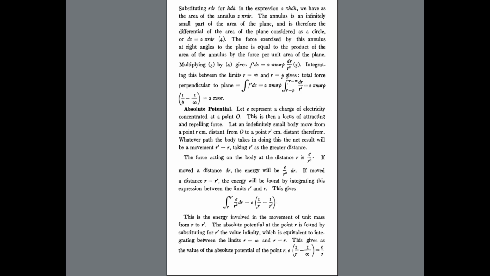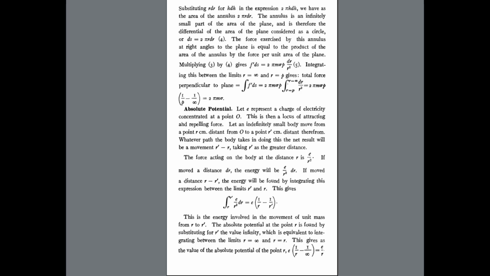If the body is moved through a finite distance, Sloane obtains the total energy by integrating these infinitesimal pieces of work. So he takes the integral of E divided by r squared times dr between the initial and final distances. Performing the integration gives E multiplied by the quantity 1 divided by the first distance minus 1 divided by the second distance. This is the energy involved in moving unit quantity from one position to the other.